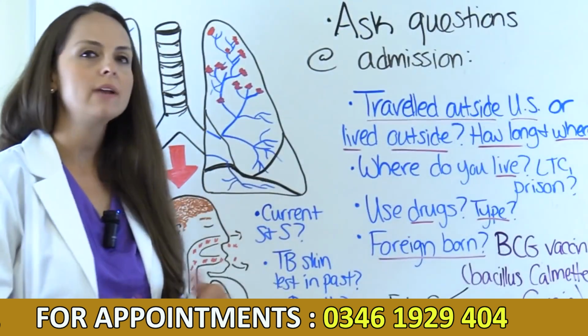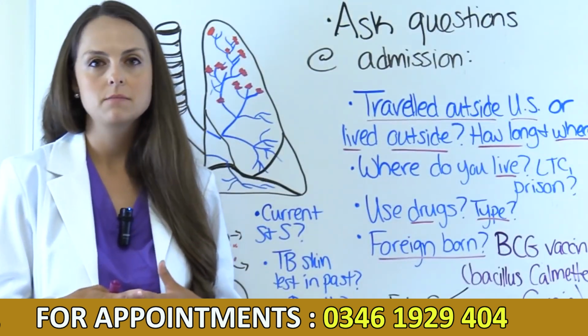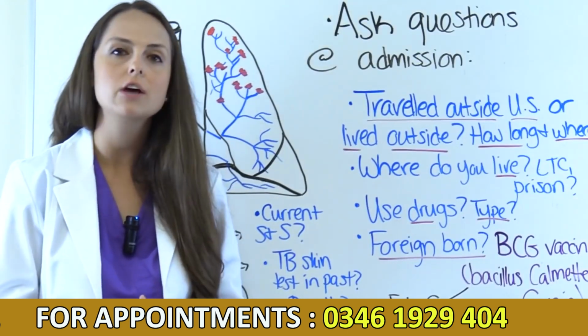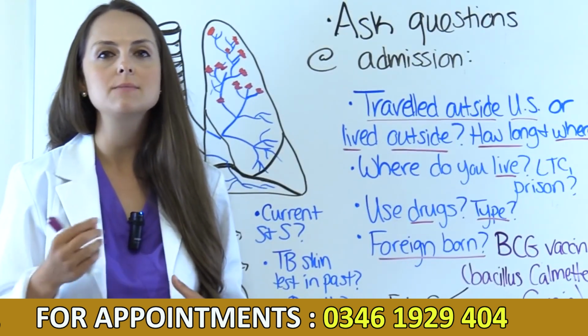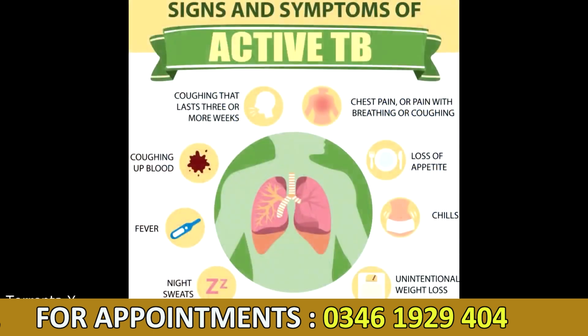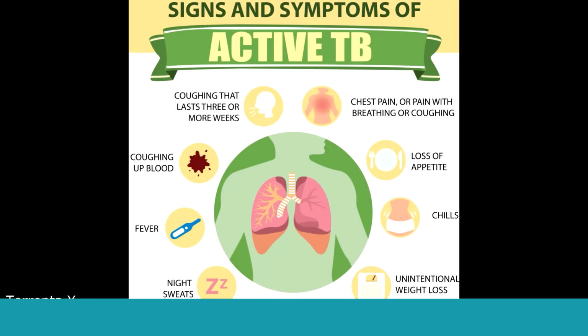In addition, you want to ask them about their signs and symptoms, because when active tuberculosis presents, they will have these specific signs and symptoms, which are coughing that lasts for 3 weeks or more. So ask them, okay, you're coughing. How long has this been happening? Also ask them, what does their sputum look like? Are they coughing up blood?